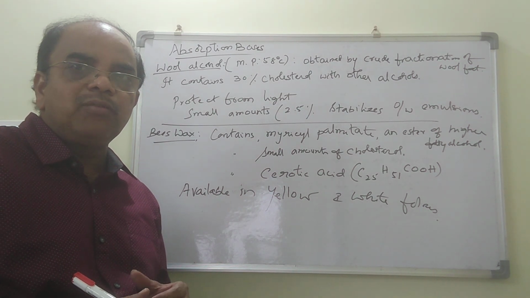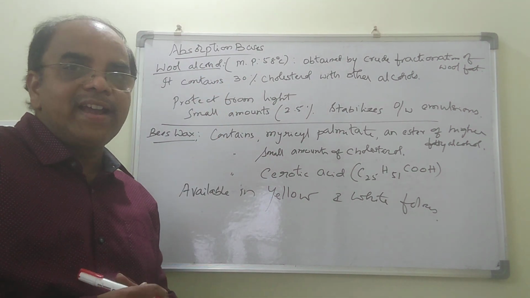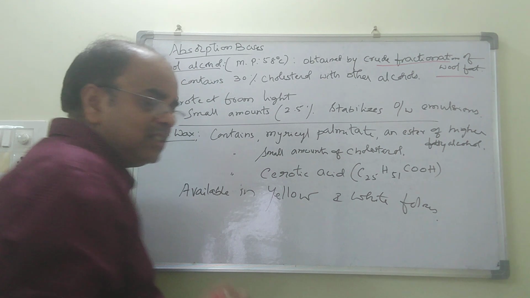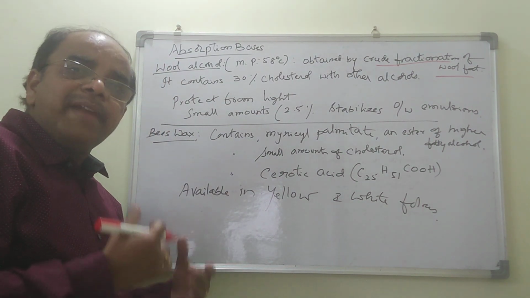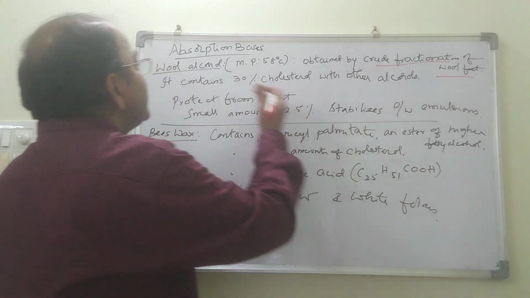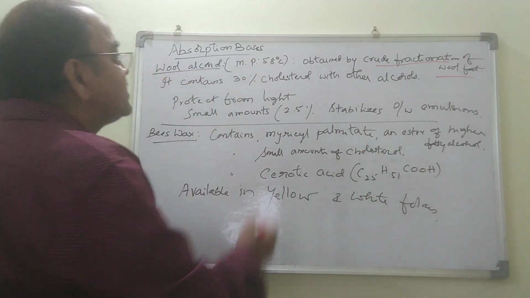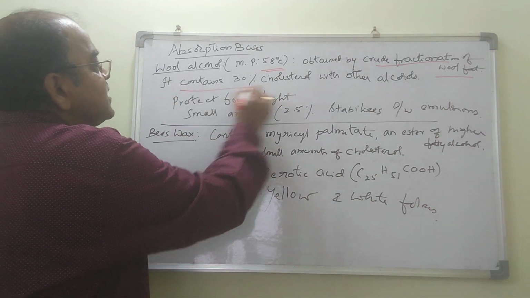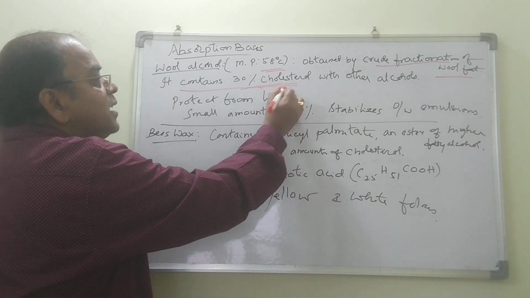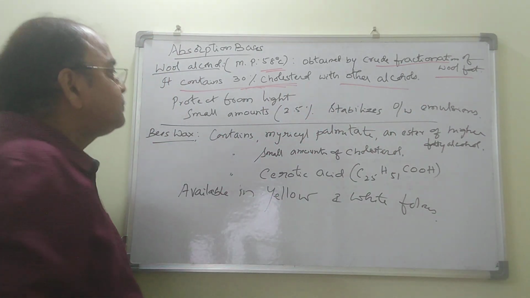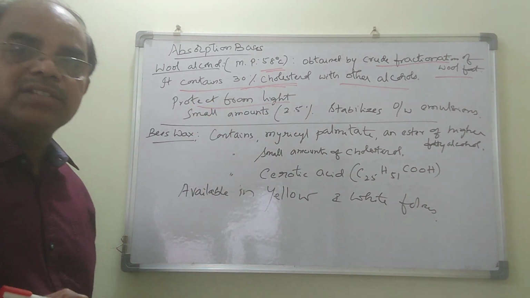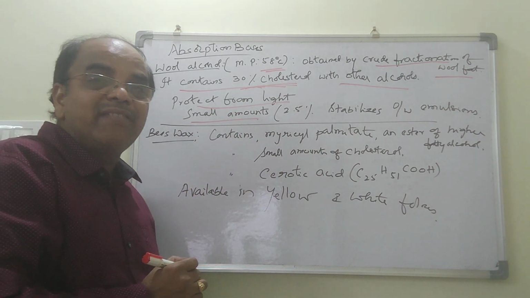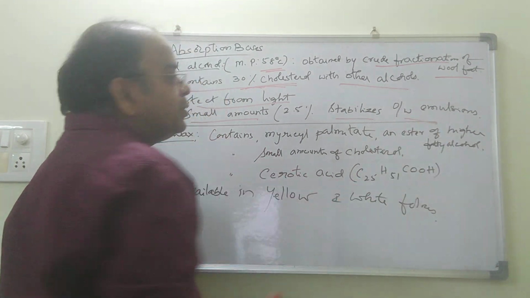Absorption base, I said wool fat. The next one is wool alcohol and beeswax. What is wool alcohol? It is obtained by the crude fractionation of wool fat. The previous one, lanolin, on fractionation of the wool fat, we can get the wool alcohol. Wool alcohol melting point is 58 degrees centigrade. It contains cholesterol up to about 30% along with other alcohols. Protect from light, as it is a photosensitive preparation. A small amount, up to about 2.5%, stabilizes the O/W emulsions.